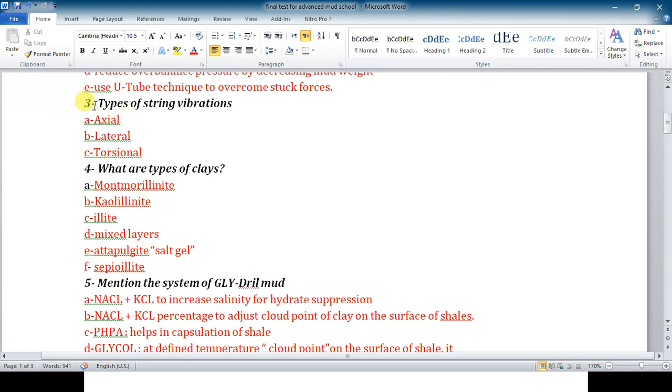Number three, what are the types of string vibrations? String vibration while drilling has three types. Number A is the axial vibration. Number B is the lateral vibration. And number C is the torsional vibration, or what is known as stick and slip vibration.